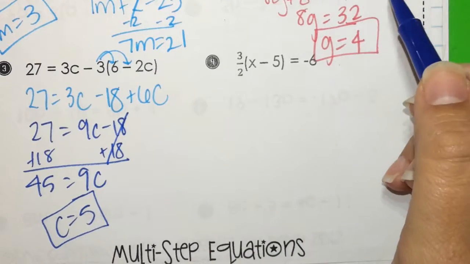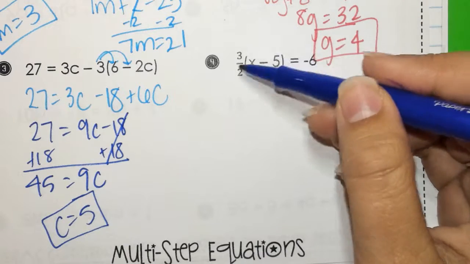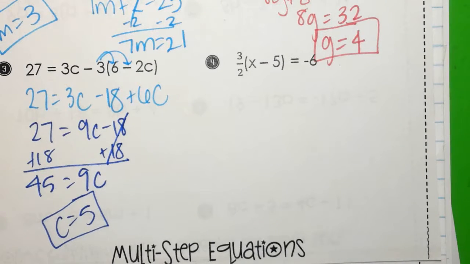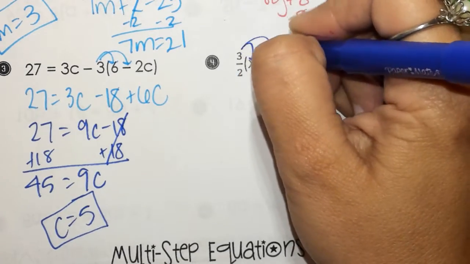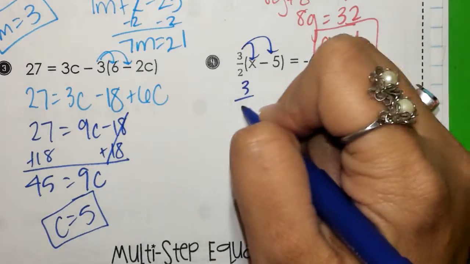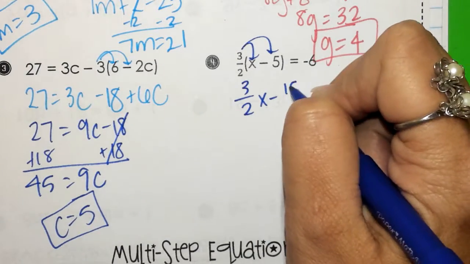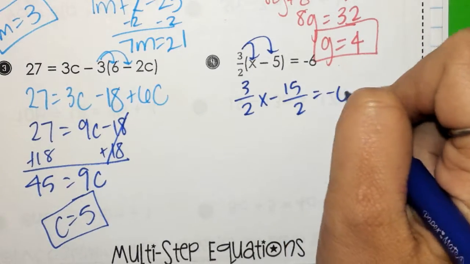Number 4. Now, you can do this 2 ways. You can distribute the fraction, or you can get rid of the fraction first. What would y'all like to do? Stop yelling. So we can distribute, and we get 3 halves x minus 15 halves equals negative 6.